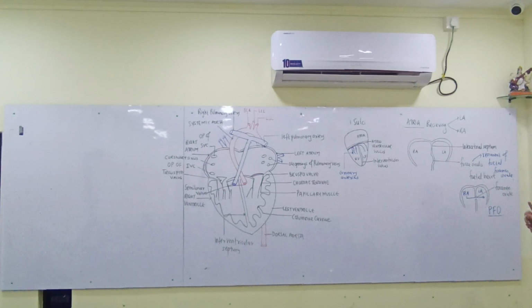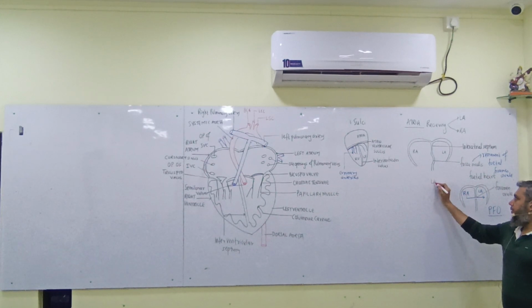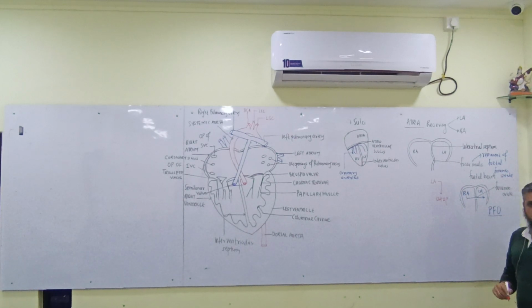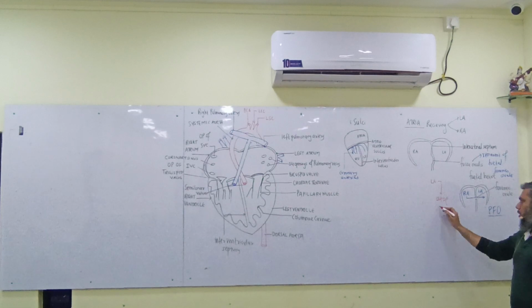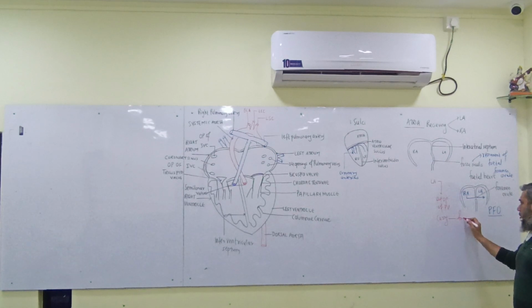Okay. Then when it comes to the left atrium, how many openings does the left atrium have? 4 openings. We already discussed them. And these 4 openings are of pulmonary veins, which carry which blood? Oxygenated blood from the lungs to the heart.